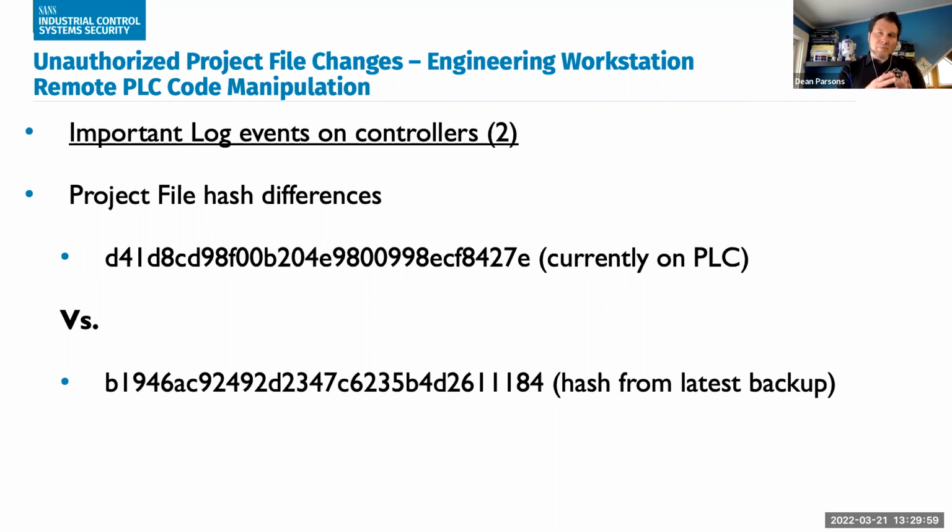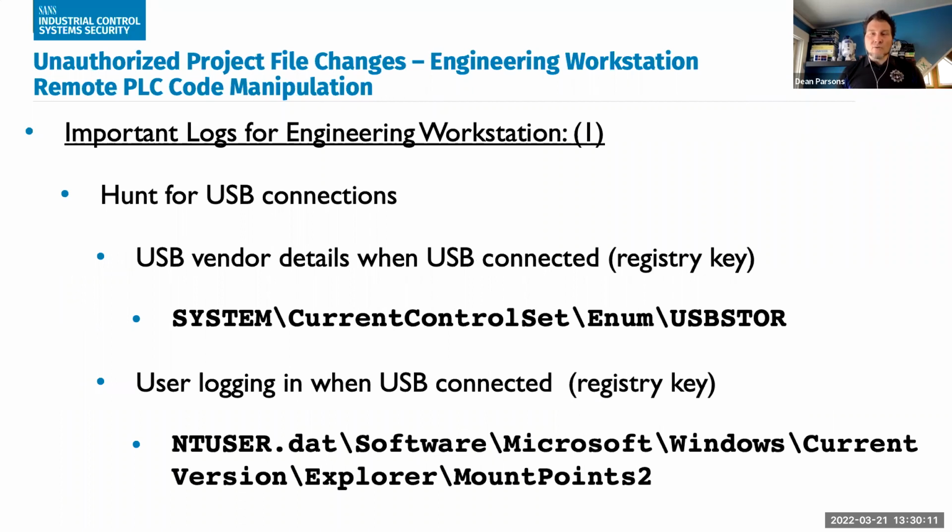Now, if we move a little bit away from the PLC, but still in scope for our hunt, we're going to focus on the engineering workstation, which is used primarily to program the PLC across the network. As we move into the engineering workstation, there's several things we need to hunt for. We need to understand if there were any USBs used in the device. And of course, if they were, then we can get information from the OS about when it was inserted, but also things like who was last logged in when that USB was connected to the device.